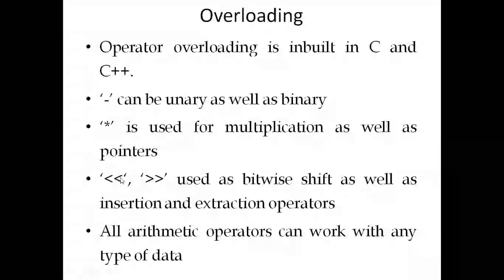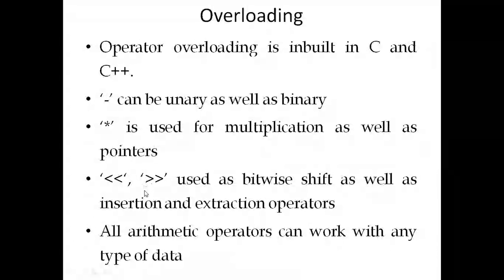And when you see here, these are the insertion and the extraction operators in the context of cin, cout. But in general, they are also bitwise shift operators, right? So these operators are also overloaded. And similarly, the arithmetic operators, plus, minus, multiplication, division, can work with any type of numerical data. That is, they can work with integers, floating point values, double values, etc. Right? So arithmetic operators are also by default overloaded for all types of numerical data.